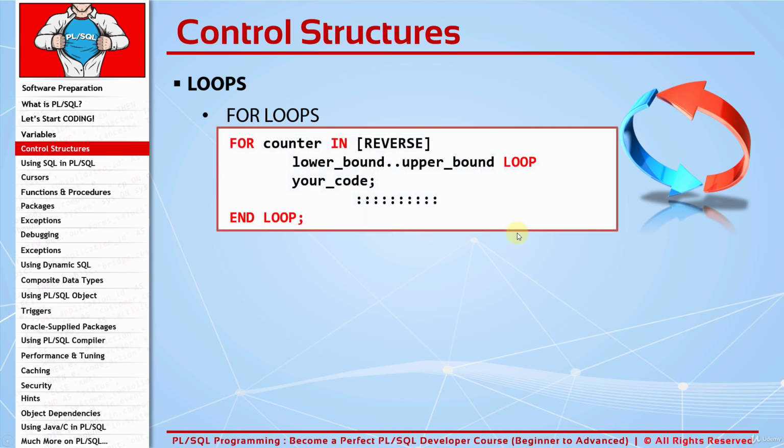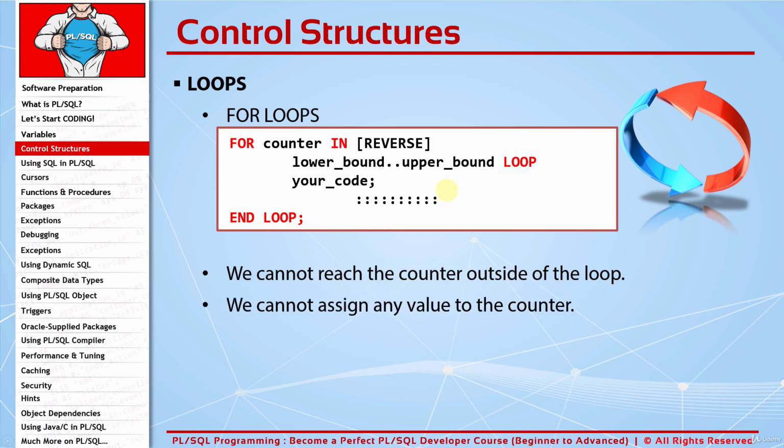First, we write our for keyword, then the counter. The counter is just a name. It's a name declared as an integer. For example, I or v_counter, etc. We don't write any data type for it. It's an integer by default. We cannot reach the counter outside of the loop. We cannot assign any value to the counter.